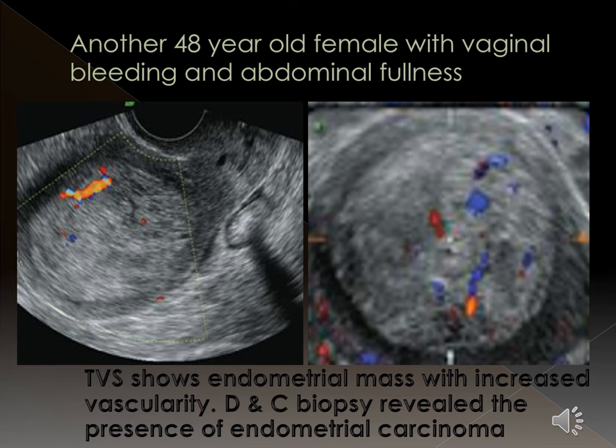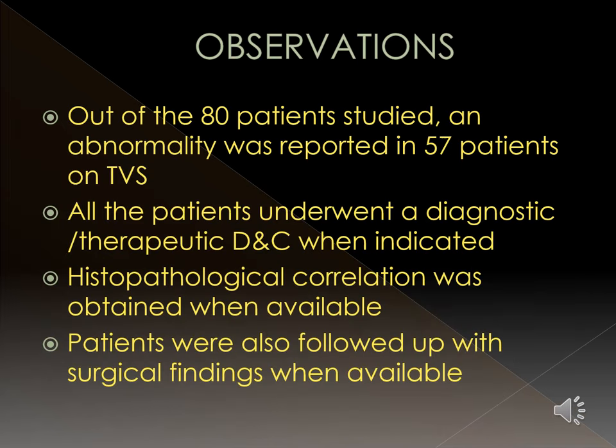A 40-year-old female with vaginal bleeding and abdominal fullness. TVS shows an endometrial mass with increased vascularity. DNC biopsy revealed the presence of endometrial carcinoma.